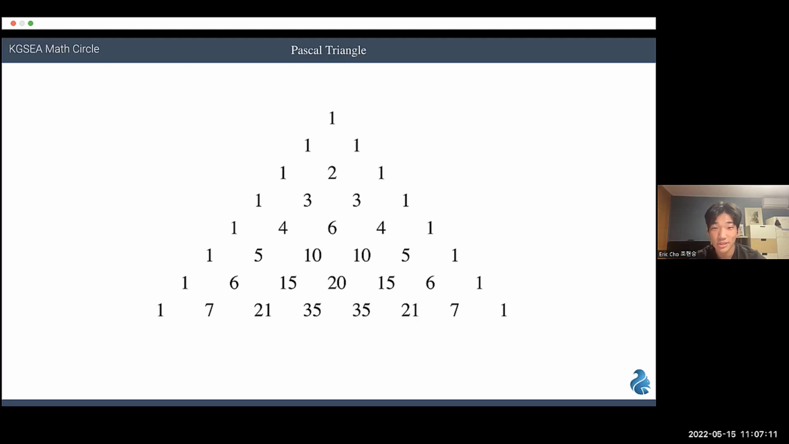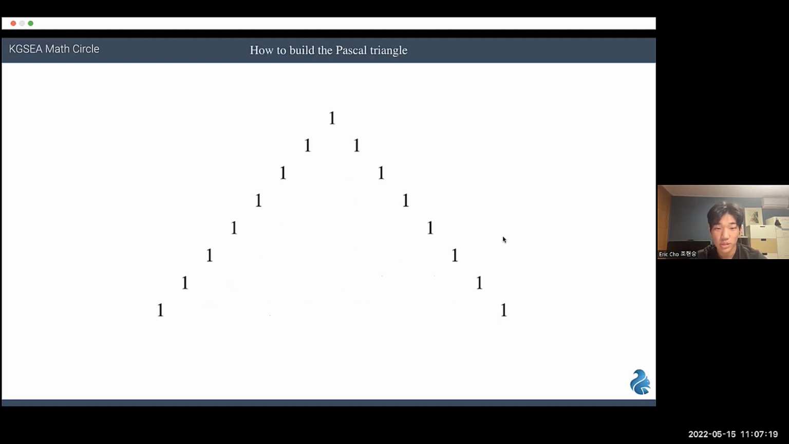Just in case you don't know what this triangle is, I will explain how to create it. First, we start with two diagonal lines of ones. Then we add these two ones to get a 2 right below them, like this. By doing the same action for the numbers in the next row, we can add 1 and 2 to get a 3. Doing this twice completes that row of numbers. By continuing this process, you will end up with the Pascal triangle.